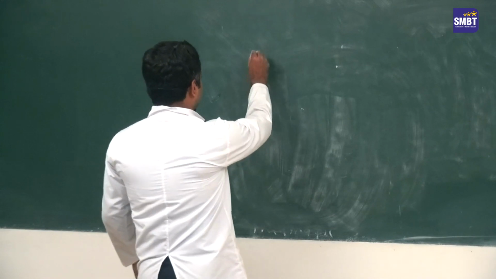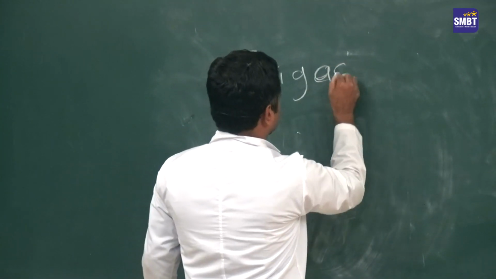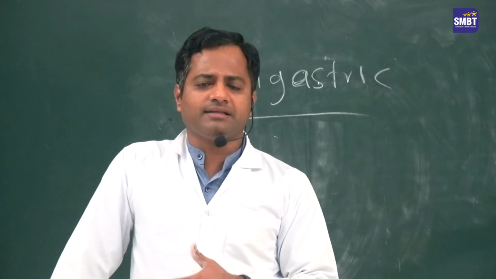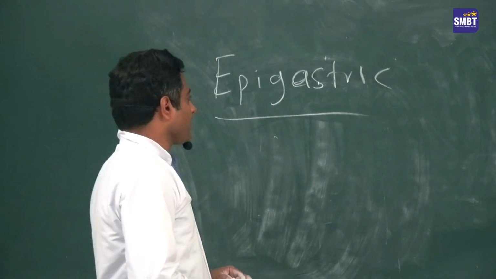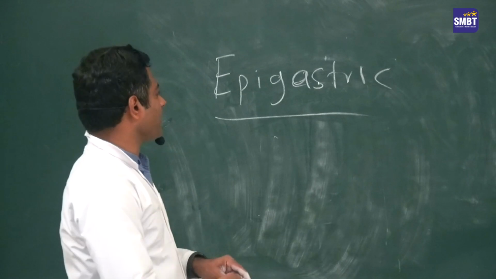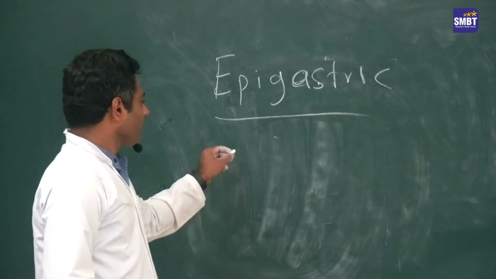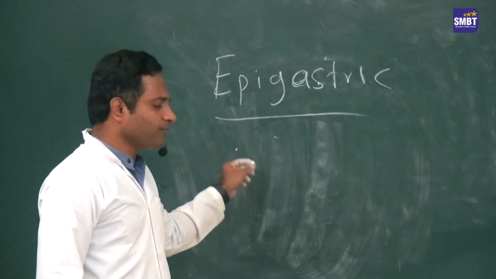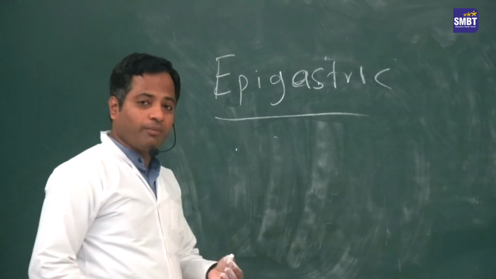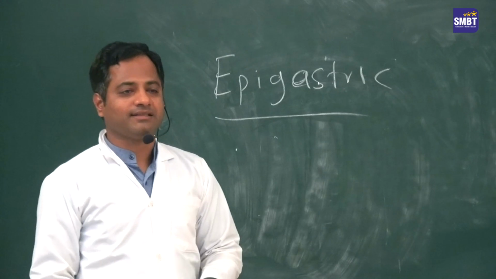Coming to the second ventral hernia, epigastric hernia. So any hernia between the umbilicus and xiphoid process is called the epigastric hernia. Okay, so epigastric hernia is common in both males and females, common in middle-aged patients, and again it's common in obesity.